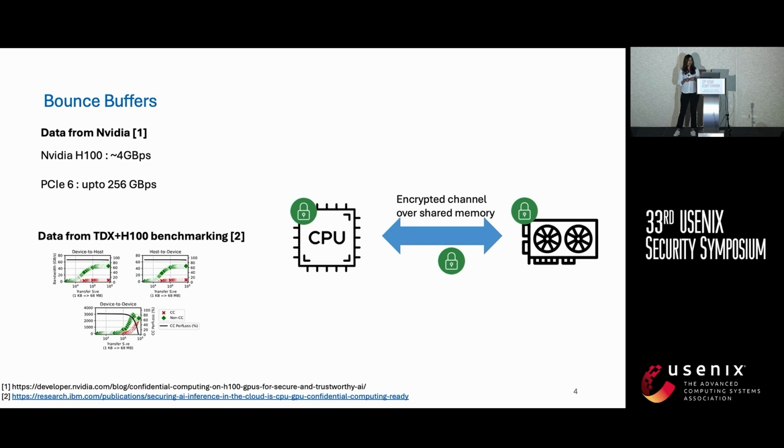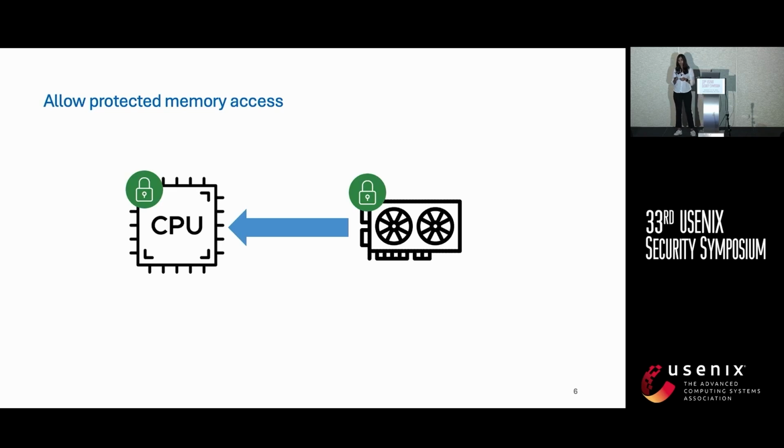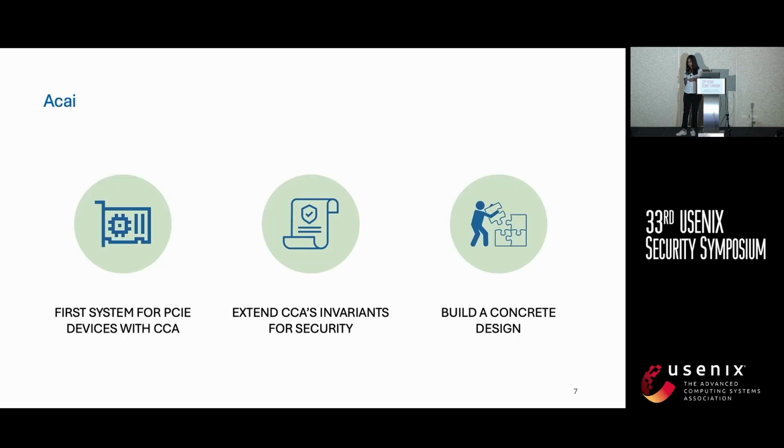Now, for devices where performance is so critical, clearly we should do better than this. Another approach is to make these devices first-class principals in confidential compute settings and allow them to directly access processor memory. And this is what we enable in ACAI. ACAI is the first system that allows connecting PCIe devices to these CCA-based processors. We take a principled approach where we extend CCA's invariants carefully to ensure device security, and we build a concrete design to demonstrate the compatibility and performance of our design.